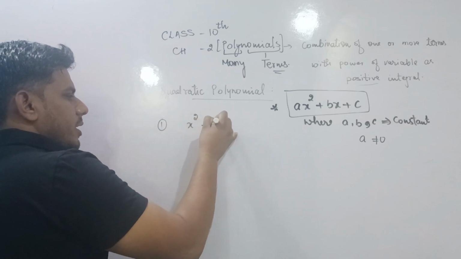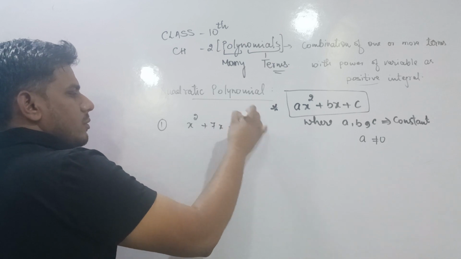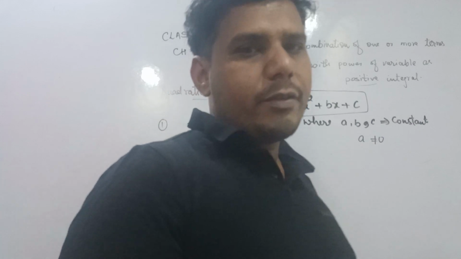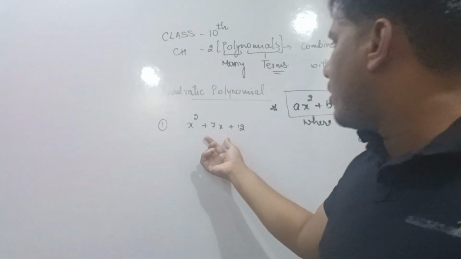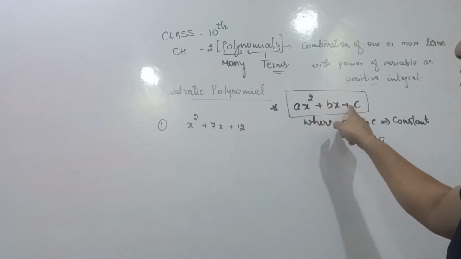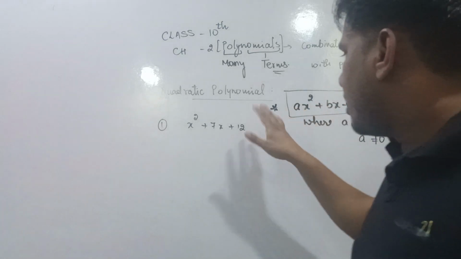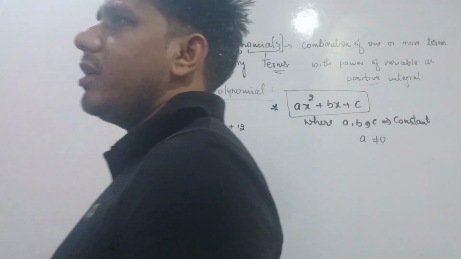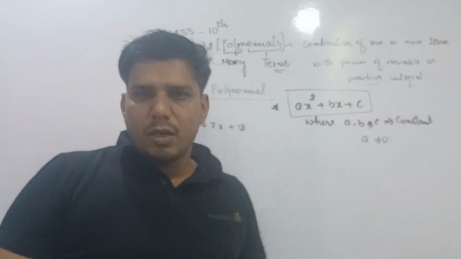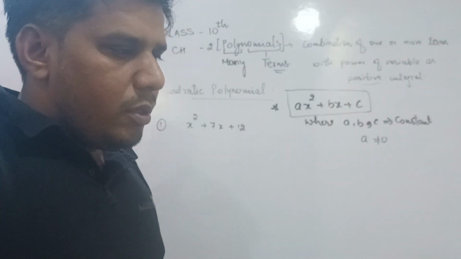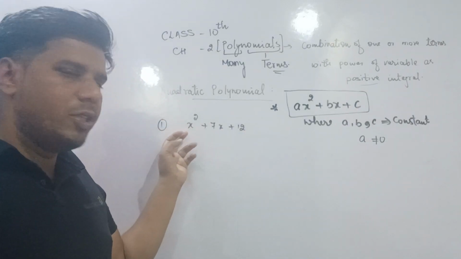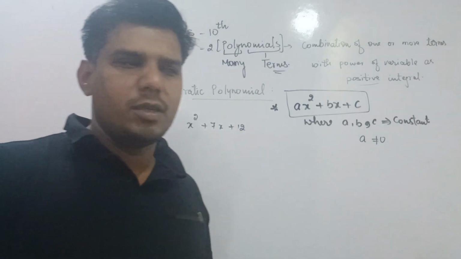x square plus 7x plus 12. You can check this is the quadratic polynomial. After comparing this with the standard form of the quadratic polynomial, ax square plus bx plus c, we can check this is the quadratic polynomial as we have here three terms: x square, x, and constant term. In the quadratic polynomial, we need highest power of variable as 2. So here we can check highest power of variable is 2, so it will be the quadratic polynomial.